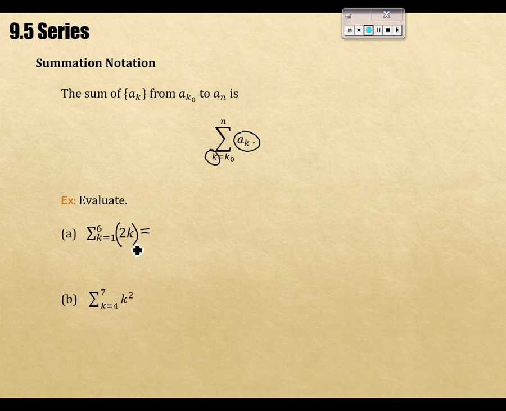Careful, I told you that the thing that goes in there is the explicit rule. Let's start writing it out and it'll be clear. The first term is, if you plug 1 in, 2, that's if k is 1. And then if k is 2, 4, if k is 3, 6, etc.